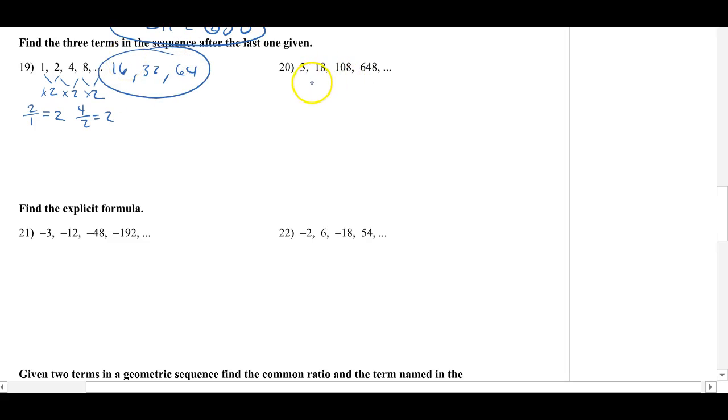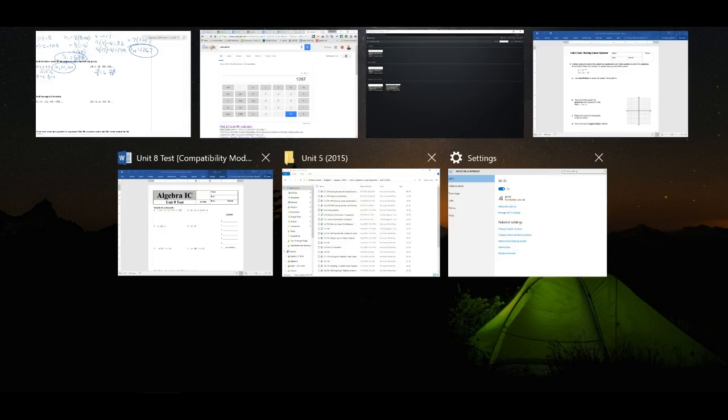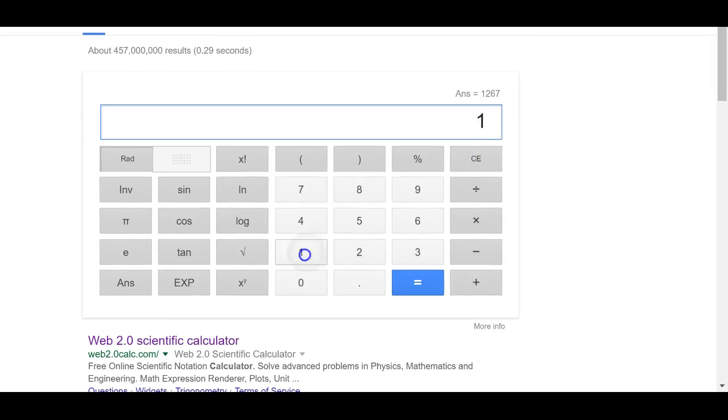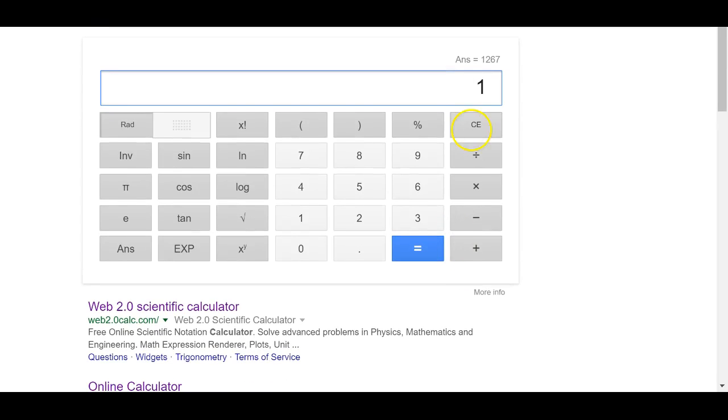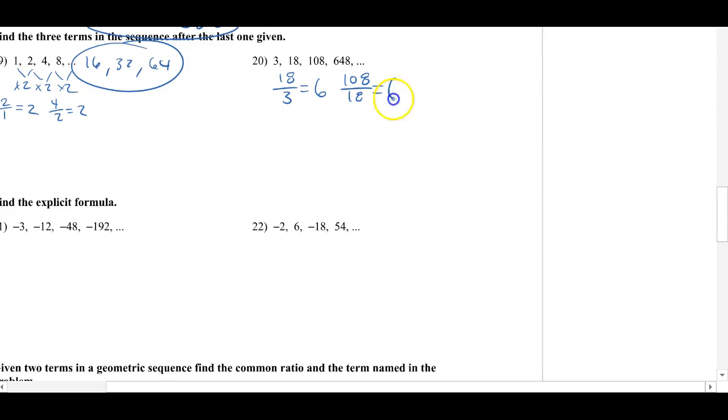Okay, here, let's use the ratio. And just right away, I'm thinking it's a ratio, or we're multiplying something. So 18 divided by 3 is 6. 108 divided by 18, I gotta check that. 108 divided by 18 is 6. Okay, so we know the ratio is 6 for sure there.